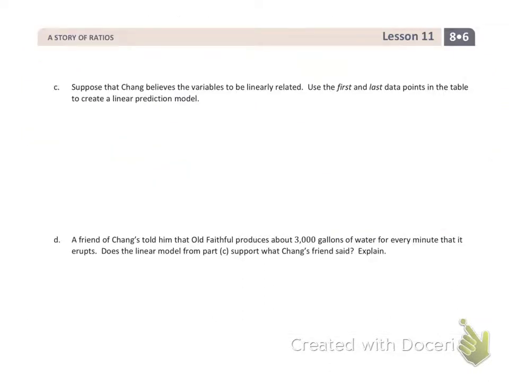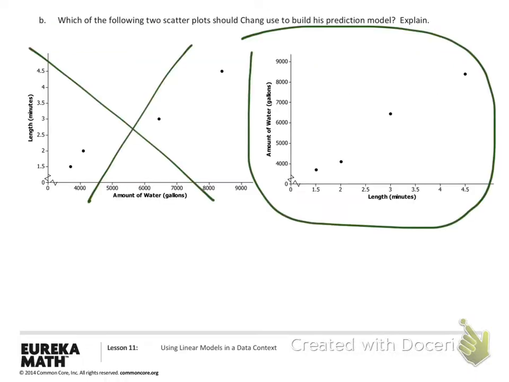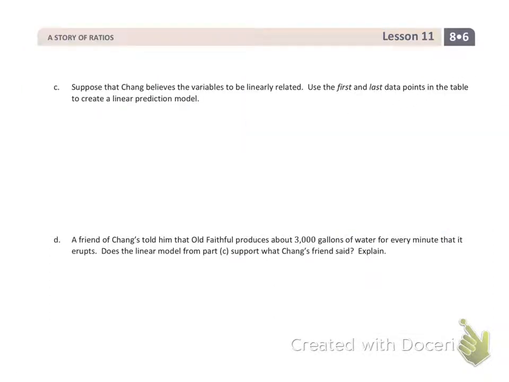And the next question says, suppose that Chang believes the variables to be linearly related. And it does look like a linear relationship. The amount of water is increasing as the time of the eruption increases. Use the first and last data points in the table to create a linear prediction model. Okay, so let's write down what those 2 points are.